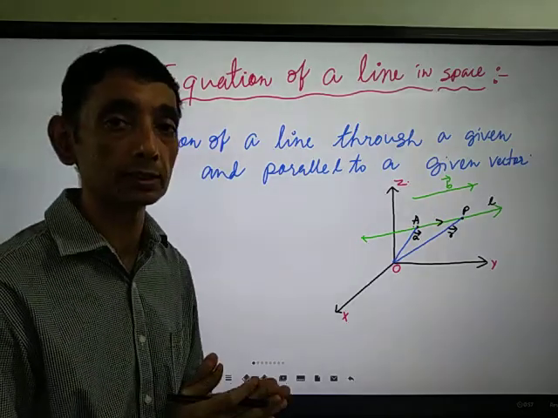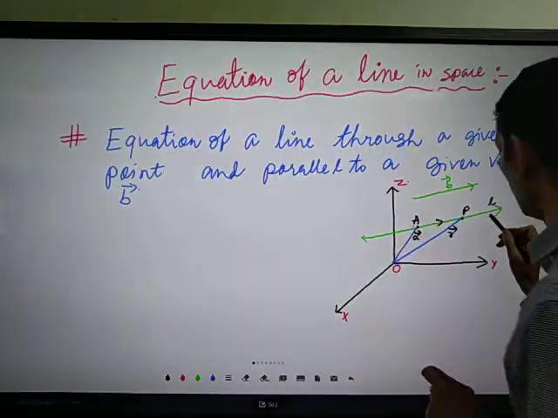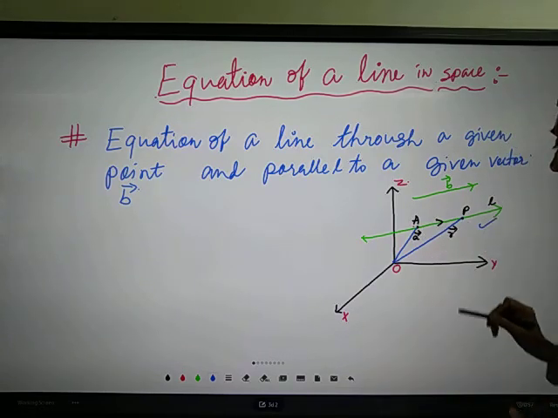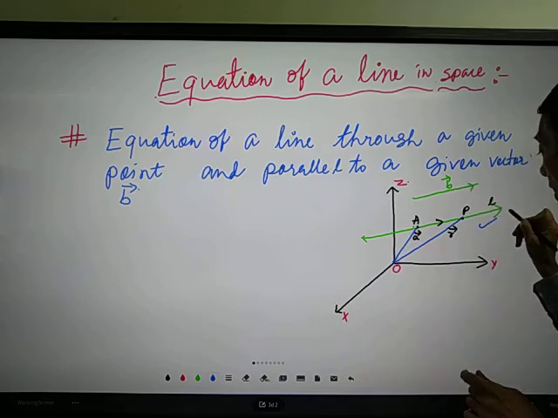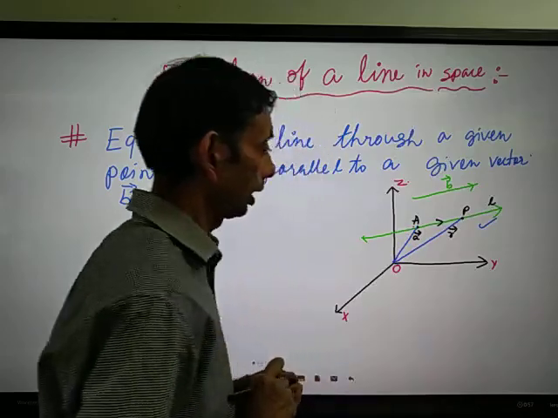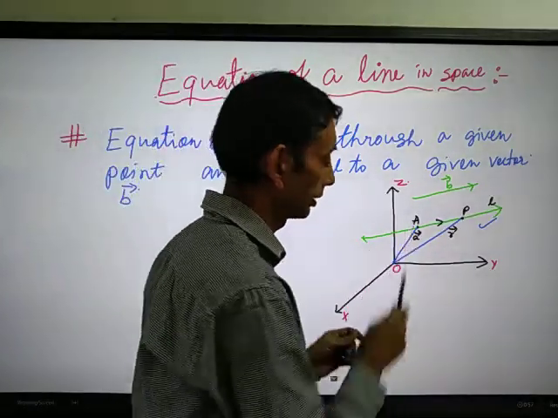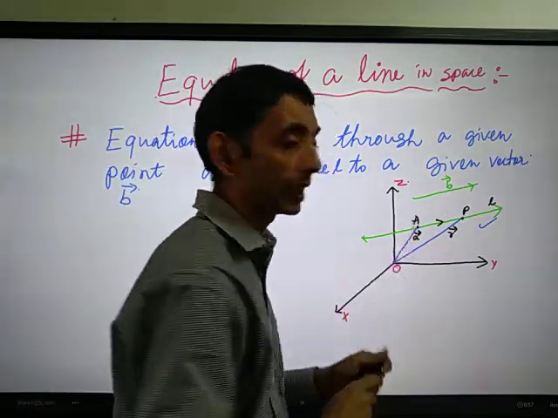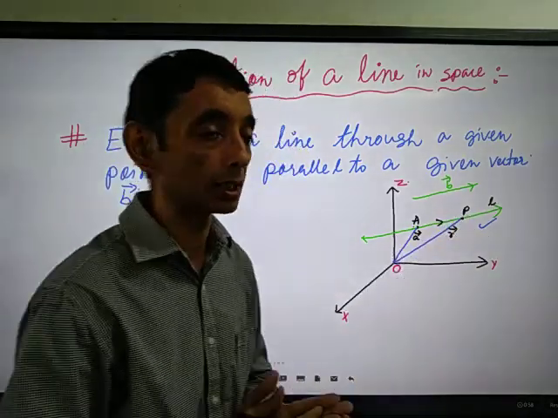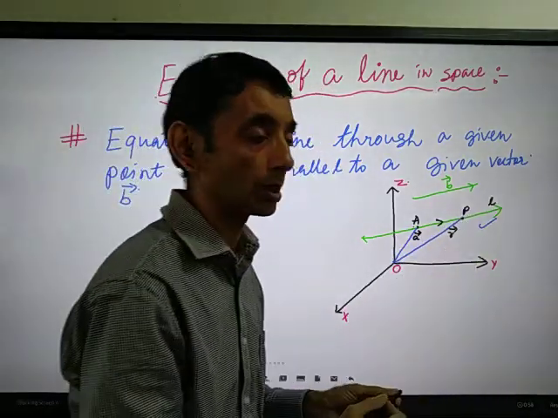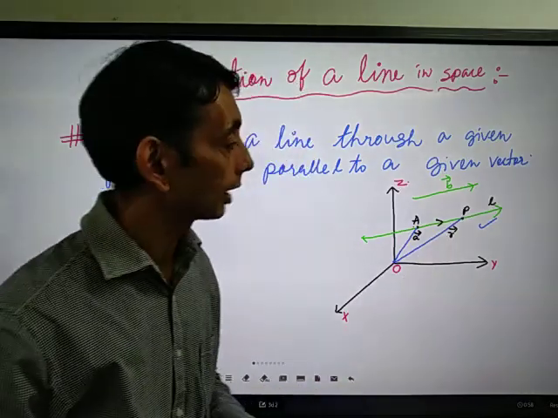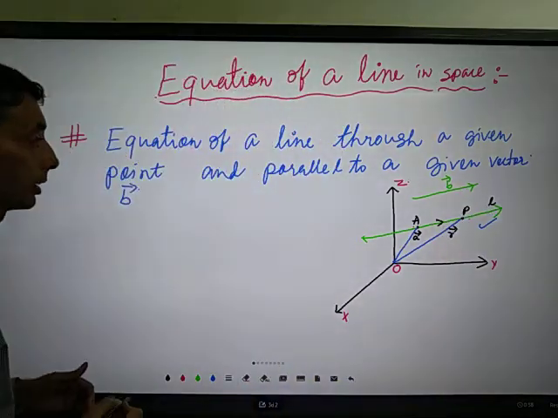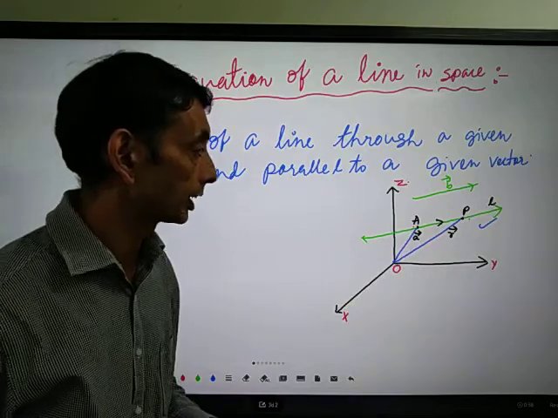So we are going to discuss that particular point, that here a line L is given, that line L passes through a fixed point A, and this line is parallel to vector b. So we are going to find the equation of this line. Now, let us assume that the position vector of A, since it's a known point, be a, and we will assume one arbitrary point on the line, say P, and the position vector of P be r. Now, this line is parallel to b. So let us start to derive the equation of the line.